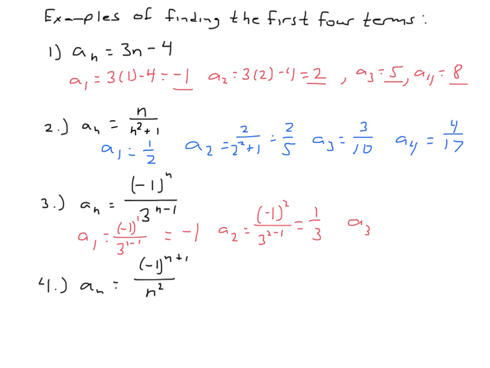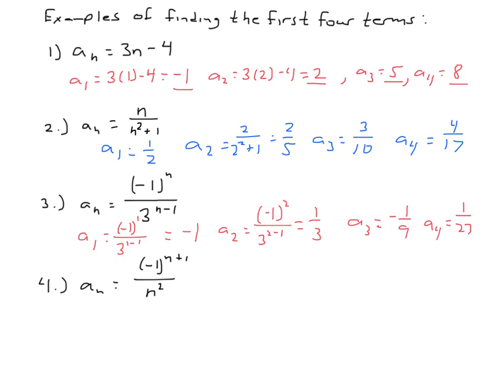A sub 3, because now the exponent on negative 1 will be odd, I know this is going to be a negative value, and when I put 3 in for n, I'm going to end up with negative 1/9. And a sub 4, when I put 4 in for n, I'm going to get a positive 1 over 27.